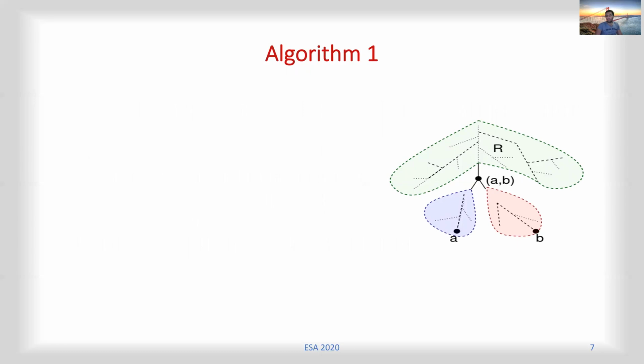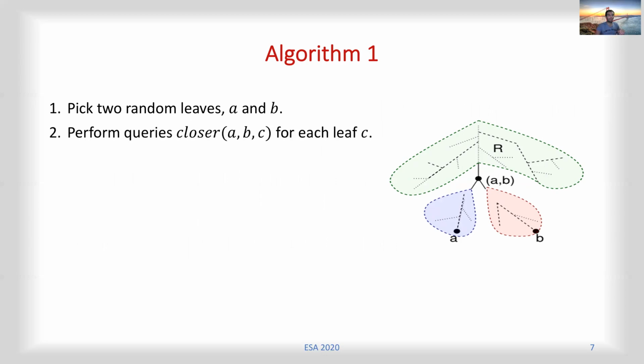So the algorithm works like this. We pick 2 random leaves, A and B, and we perform query closure for every other leaf, C, and the pair A and B, and split the tree into 3 sets, A, B, and R. The set A is the set of nodes where the answer of closure A, B, and C is AC, the set B is the set of nodes where the answer of closure ABC is BC, and the set R is the set of nodes where the answer of closure ABC is AB.